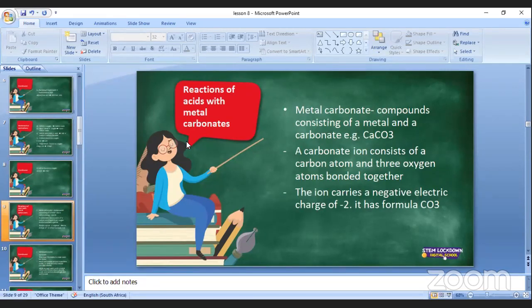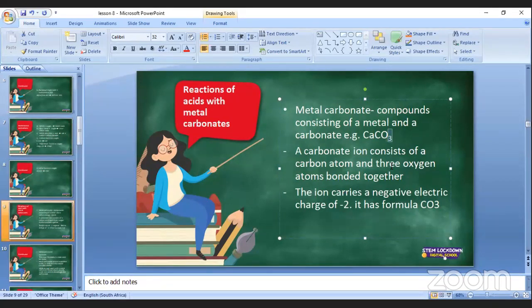What are metal carbonates, grade 9? Metal carbonates are compounds that consist of a metal and a carbonate. So you've got a metal and a carbonate. Our metal there is going to be calcium, and our carbonate is CO3. A carbonate ion consists of a carbon atom and 3 oxygen atoms bonded together. When we've got a carbon atom and 3 oxygen atoms bonded together, we call that a carbonate.